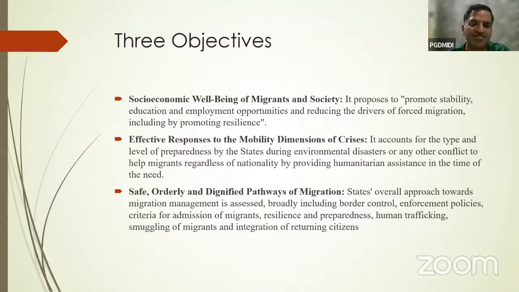Then the three objectives are the socio-economic well-being of migrants and society. One objective in this proposes to promote stability, education and employment opportunities, and reducing the drivers of forced migration, including by promoting resilience. In fact, forced migration is also an important challenge.